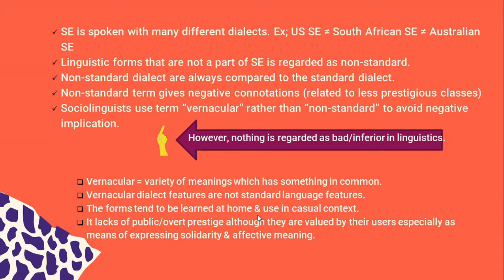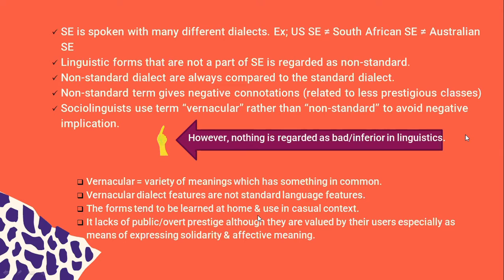However, the term non-standard gives a negative connotation. It is related to less prestigious classes. However, nothing is regarded as bad or inferior in linguistics. So instead of using non-standard, sociolinguists use the term vernacular to avoid this negative implication. So what is vernacular? Vernacular is a variety of meanings which has something in common.